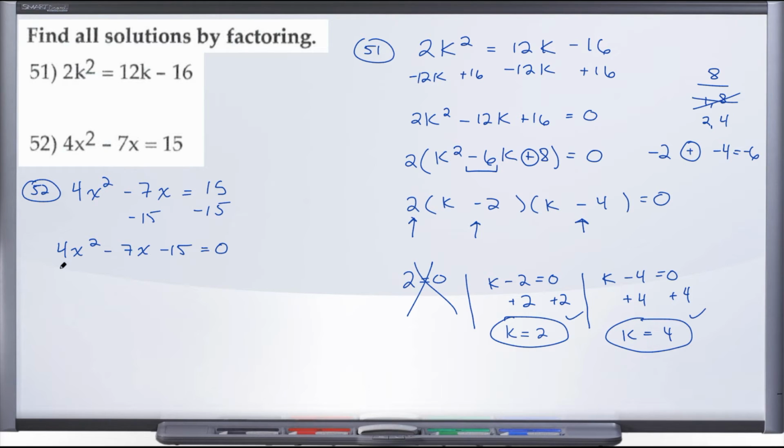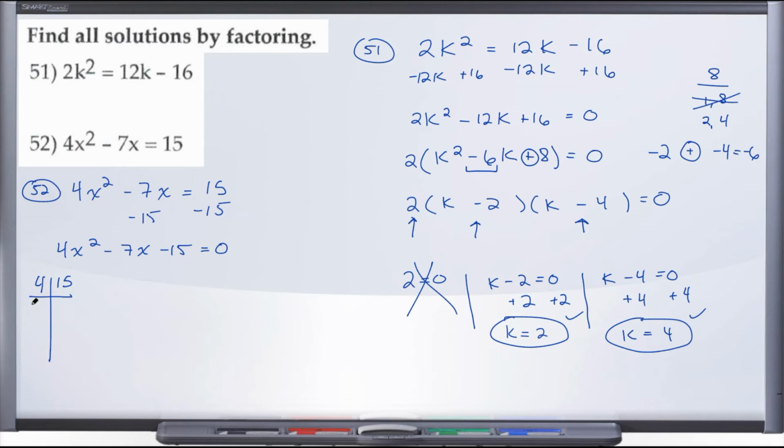So we know we're going to be using either the AC method, trial and error, or scissors. I'm going to go ahead and factor this one by scissors. So we're going to look for factors of 4, because that's the coefficient of our squared term, and factors of 15 that subtract to give us a negative 7.